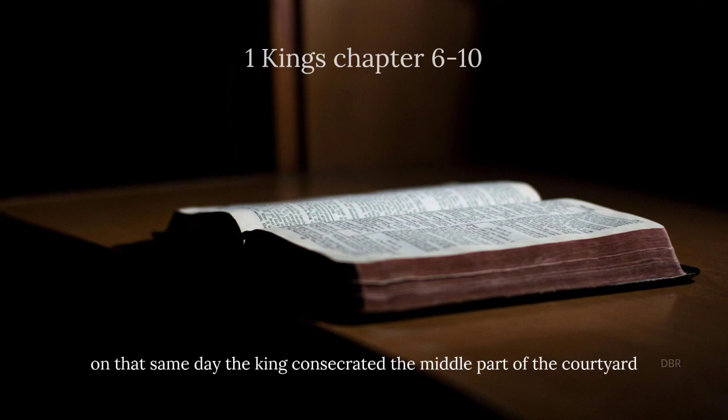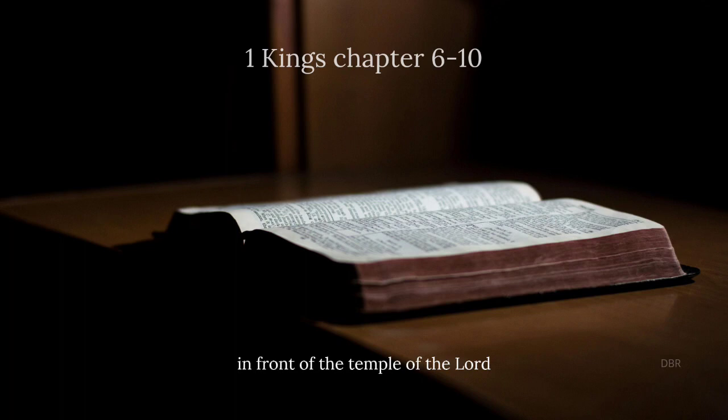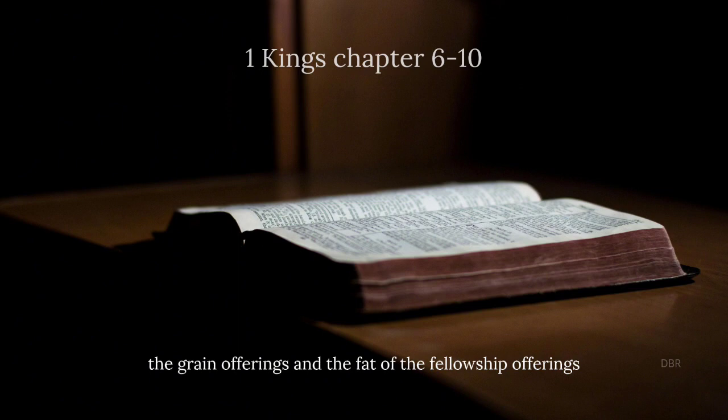On that same day the king consecrated the middle part of the courtyard in front of the temple of the Lord, and there he offered burnt offerings, grain offerings, and the fat of the fellowship offerings, because the bronze altar that stood before the Lord was too small to hold the burnt offerings, the grain offerings and the fat of the fellowship offerings.